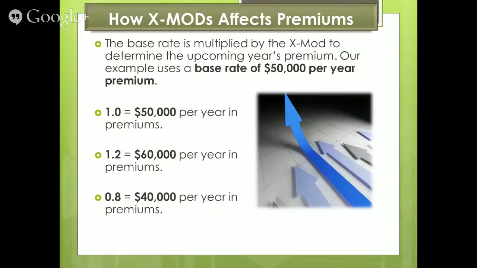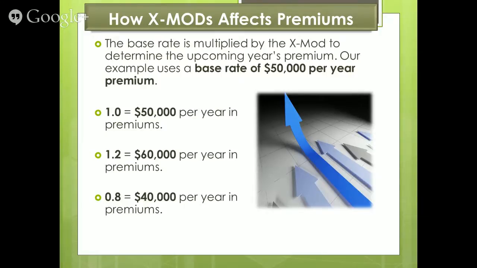All right, how XMods affect your premiums. The base rate is multiplied by the XMod to determine the upcoming year's premium. Our example is based on a $50,000 a year premium. So at 1.0, you would pay roughly $50,000 a year in premiums. If you were 1.2, you would go up to $60,000, and if you were 0.8, you'd go down to $40,000. On this scale you can see that workers' comp rates really can affect the bottom line of your company.